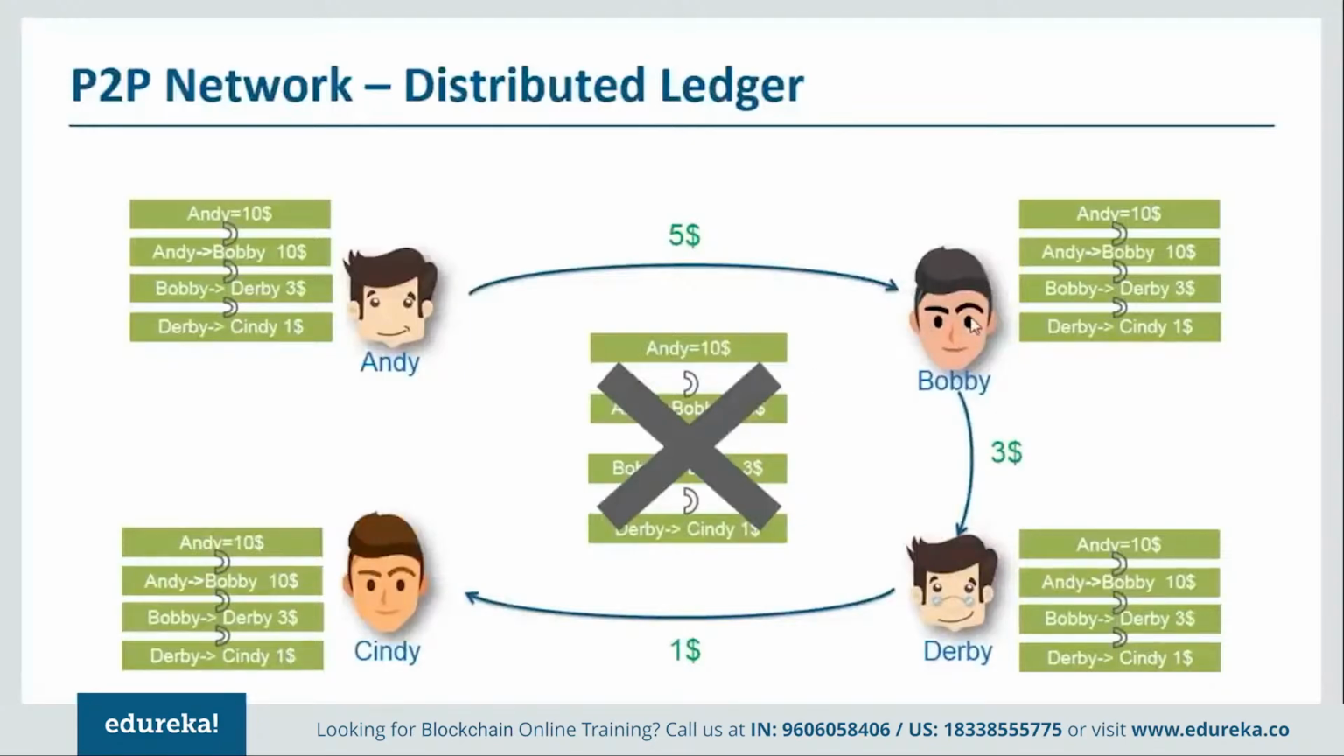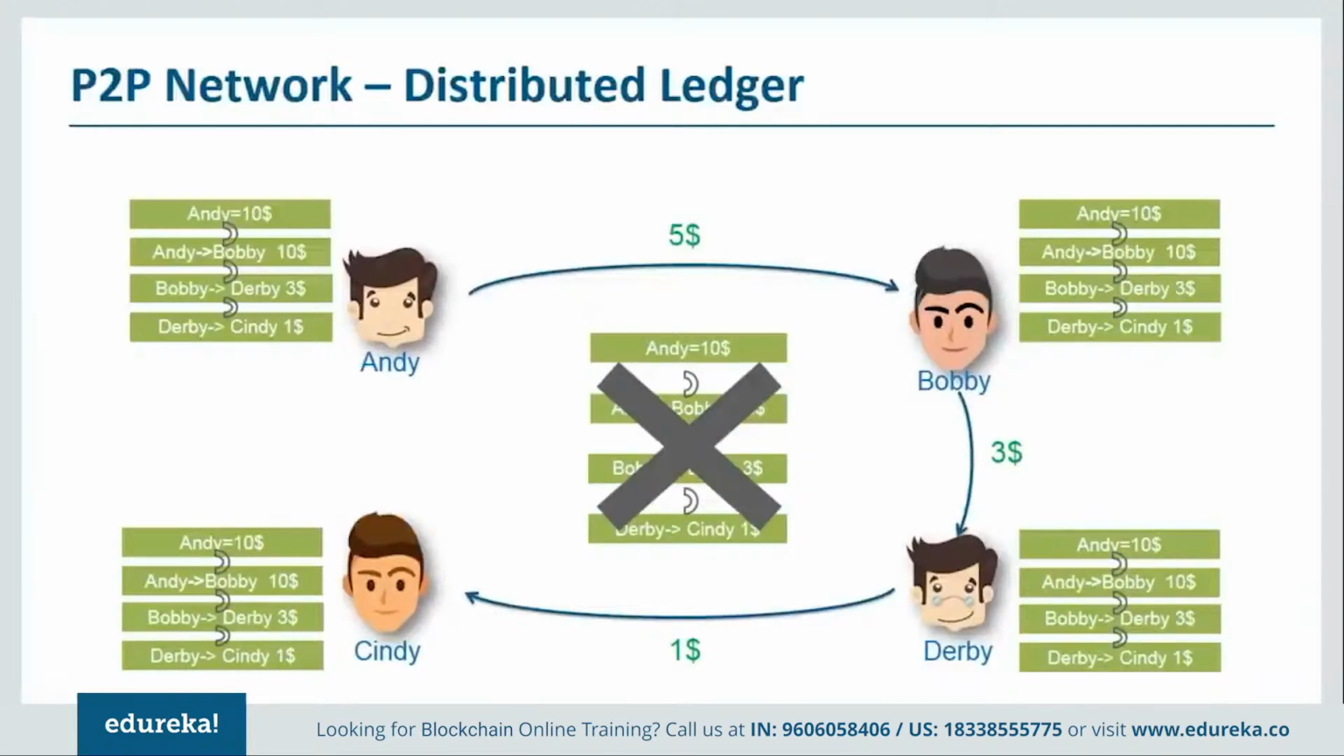Let's take the same example. Now, Andy has lost his copy, and he's trying to take a copy from Bobby, Debbie and Cindy. Now, Bobby has made a certain change with respect to the transaction details. He doesn't want to pay Andy back the $5, so he's made a change to his ledger. Similarly, he requests Debbie to do the same. And what happens is that there's a conflict of interest, but since Bobby and Debbie have the majority, their decision is accepted.